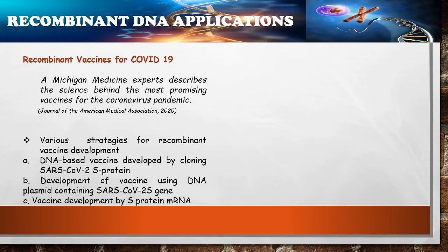As a result of the combined efforts of thousands of scientists around the world, a list of over 100 potential vaccines has come down to a promising few that are soon entering the large clinical trials. But what are these vaccines and how would they work? We have here the following various strategies for recombinant vaccine development. 1. DNA-based vaccine developed by cloning SARS-CoV-2 spike protein. 2. Development of vaccine using DNA plasmid containing SARS-CoV-2 spike gene, and 3. Vaccine development by spike protein messenger RNA.